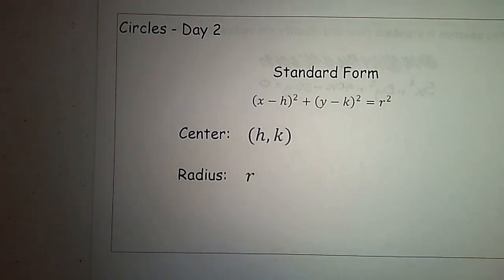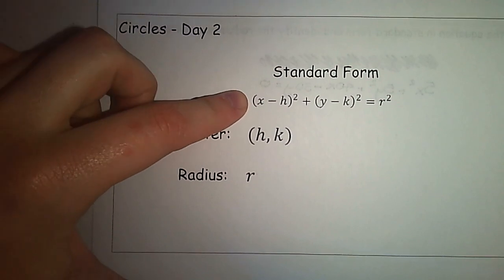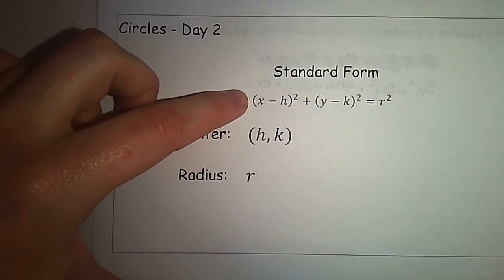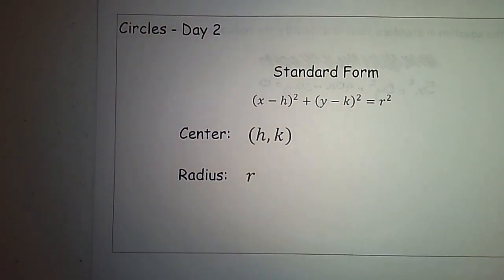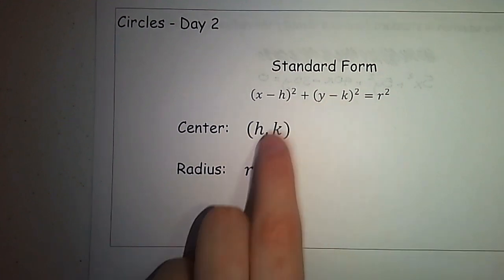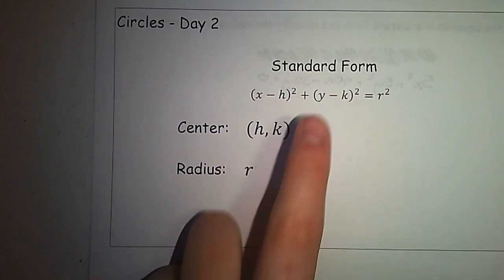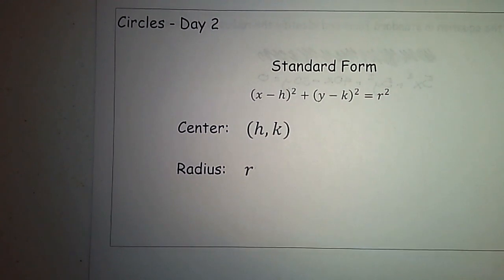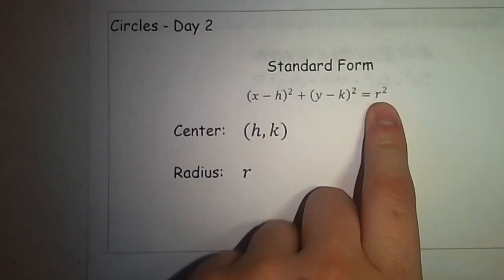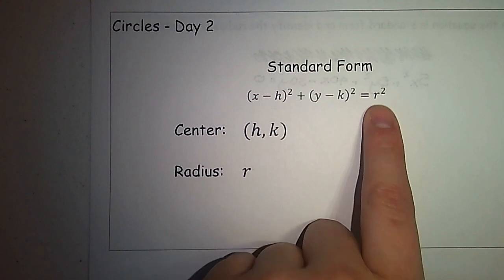So remember, the standard form for circles is (x minus h) squared plus (y minus k) squared equals r squared. And remember, this h, k, opposite of what we think there, is the center of our circle. And then our radius is just r.